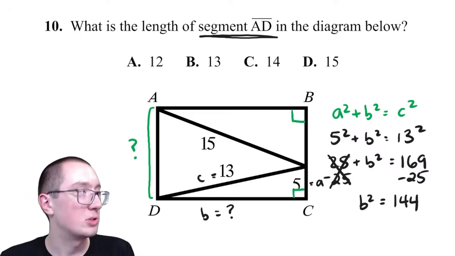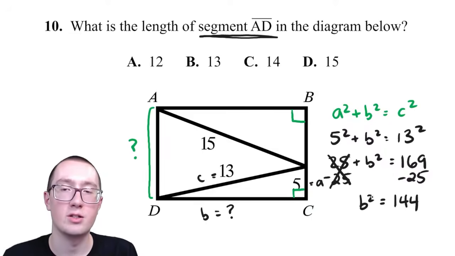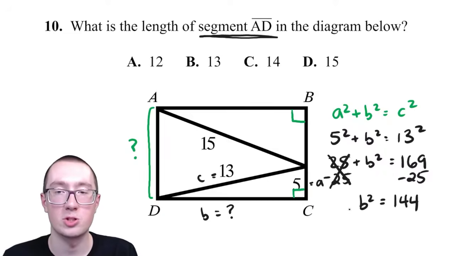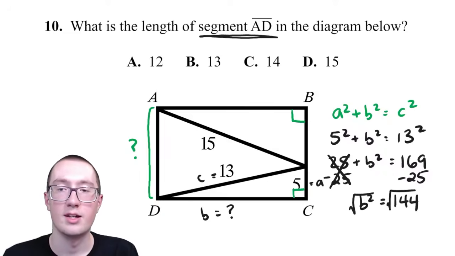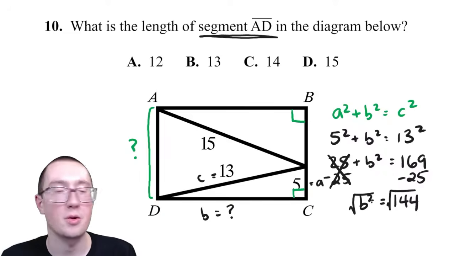So how do we get rid of the square? Well, we're going to do the opposite of squaring, which is square rooting on both sides. And technically, this is plus or minus square rooting, but we're not going to have negative sides. So we're going to ignore the minus for now.